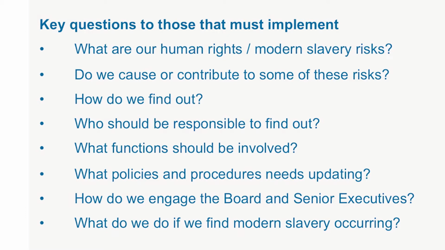So firstly, what are our risks? Do we cause or contribute to these risks, or are we just linked to them? Big difference whether we have actually done something that exacerbated the risk. How do we find out? How do we work out how to do this, and who should find out? Which functions should be involved? What policies and procedures need to be updated? How do we engage the board and the senior executives? And not least, what do we do if we find modern slavery?